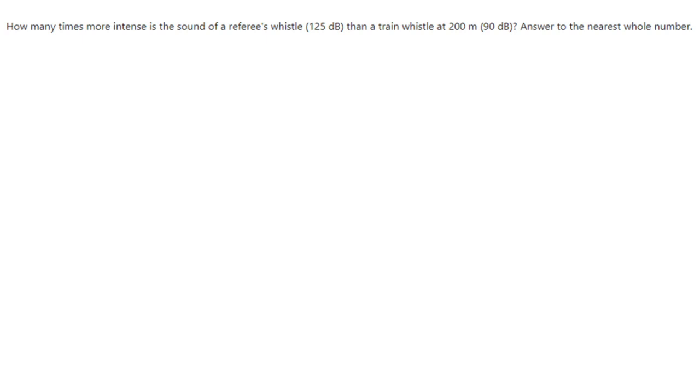How many times more intense is the sound of a referee's whistle at 125 decibels than a train whistle at 200 meters at 90 decibels? Answer to the nearest whole number. So we have two concepts here. We have the concept of decibel, which refers to the loudness of the sound, and we have the concept of sound intensity. Sound intensity is measured in watts per meters squared, and loudness is measured in decibels.